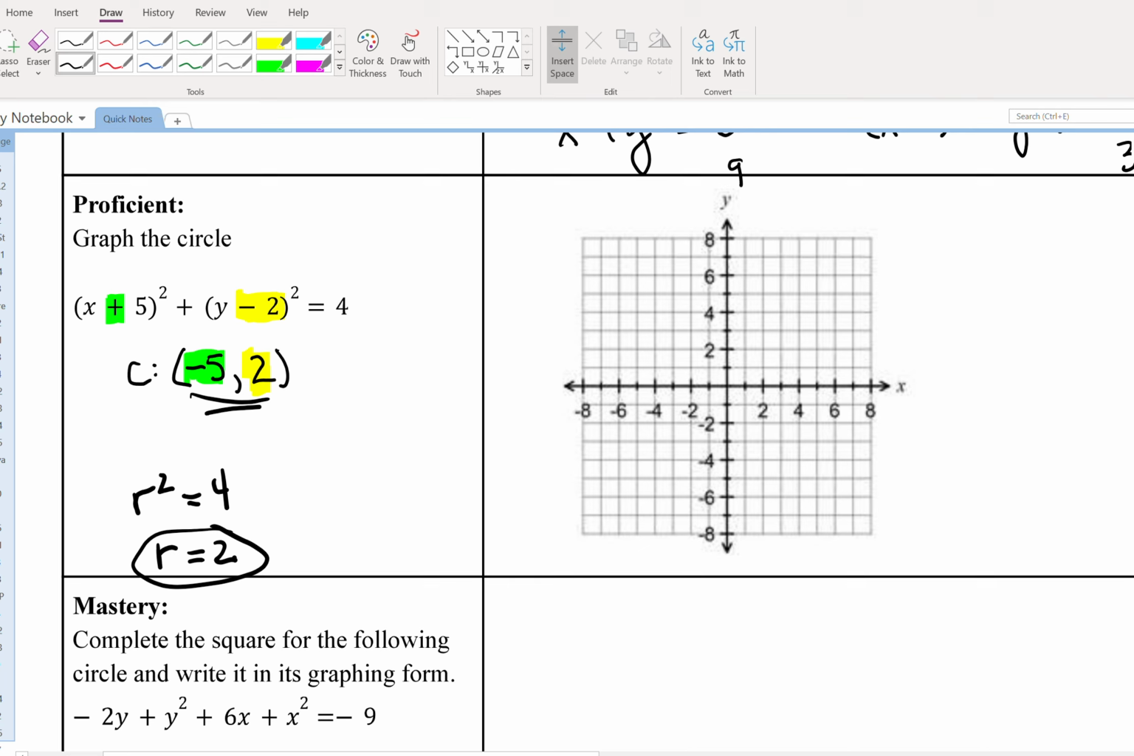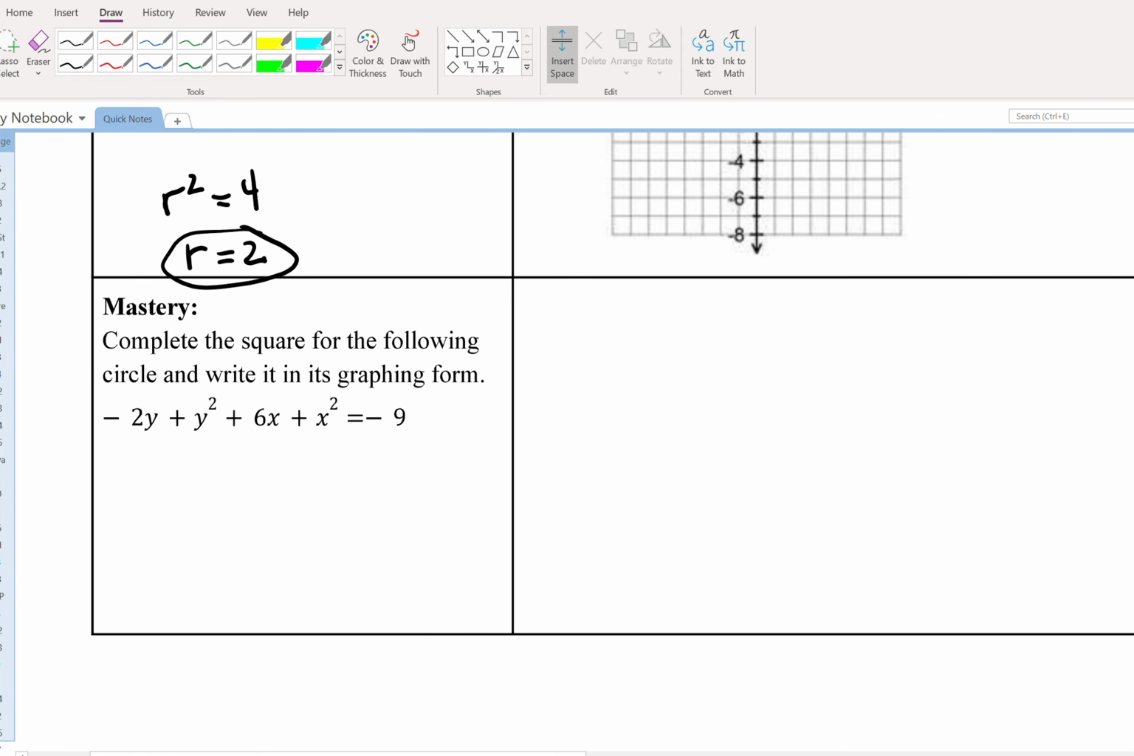So I go over here to -5, 2, -5, and up 2. That's the center. And the radius is 2. So I go over in each of the cardinal directions: east 2, north 2, west 2, and south 2. And then I can just draw quarter circles, and it has that radius of 2. It doesn't have to be perfect, but you have to try to make it as best you can. And that's what that circle would look like.